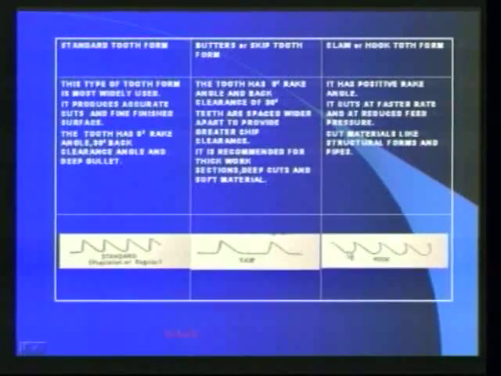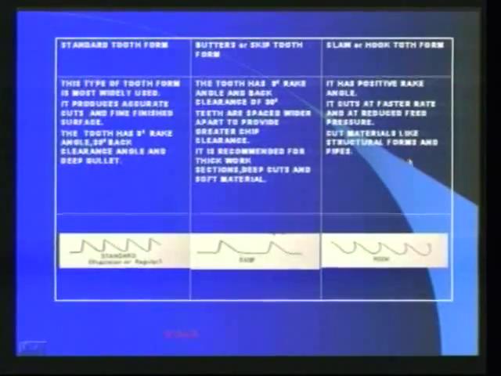It is the claw or hook tooth form blade. It has a positive rake angle. It cuts at faster rate and at reduced feed pressure. Cut materials like structural forms and pipes.